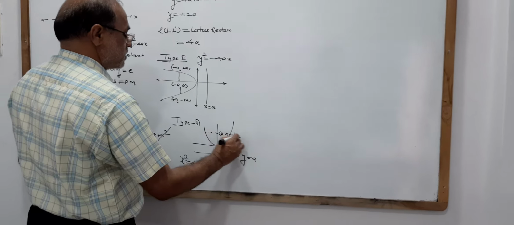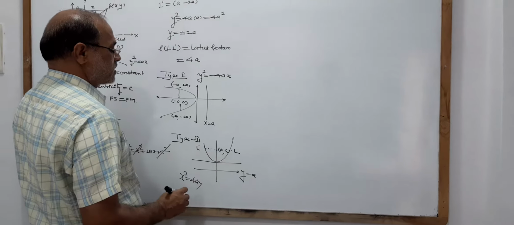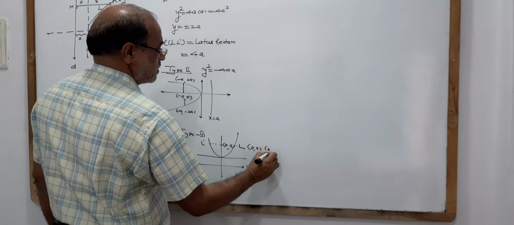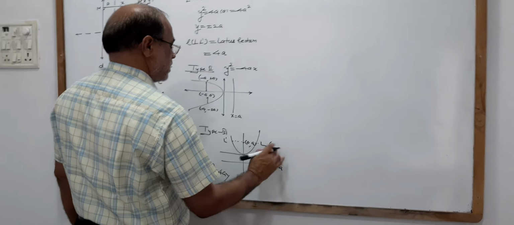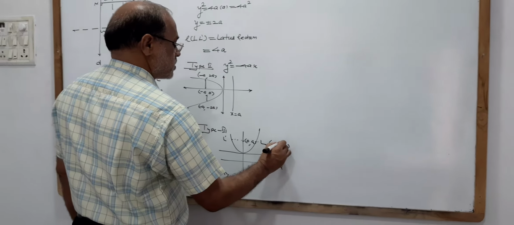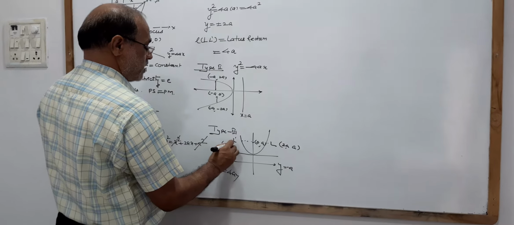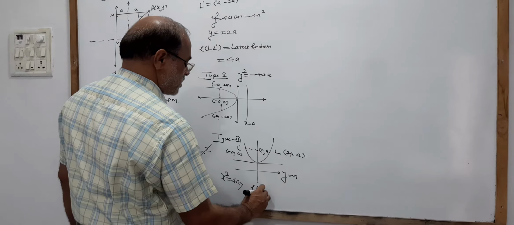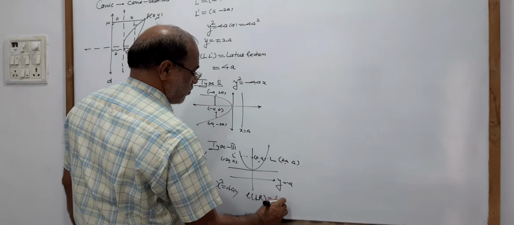L and L dash will have coordinates accordingly, that is, the y coordinate is a, so the points are (-2a, a) and (2a, a). The length of the latus rectum will remain the same, equal to 4a.